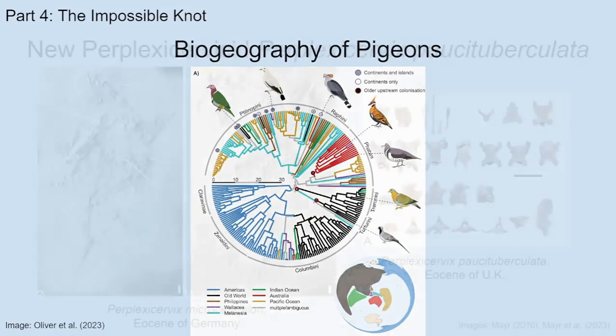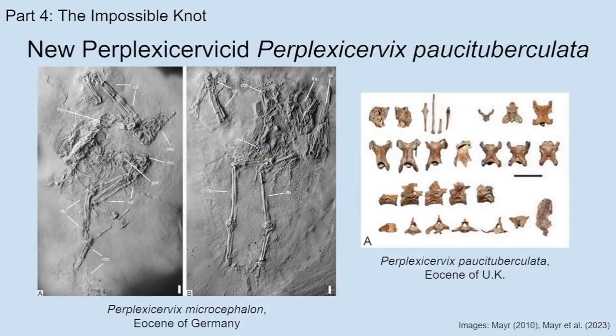So let's go on to the next slide. Oh, and we're going to talk about quite an interesting extinct bird on this slide. So we're going to talk about the genus Perplexicervix. Now, this is a bird that I did not mention when we did the original Dinosaurs, the Second Chapter series. But it's a very weird bird.